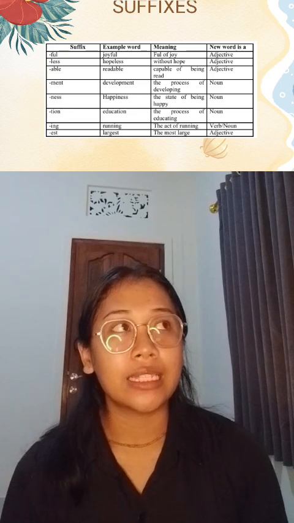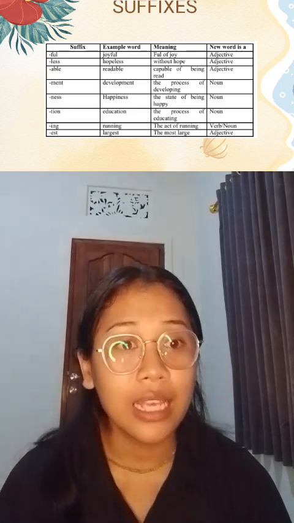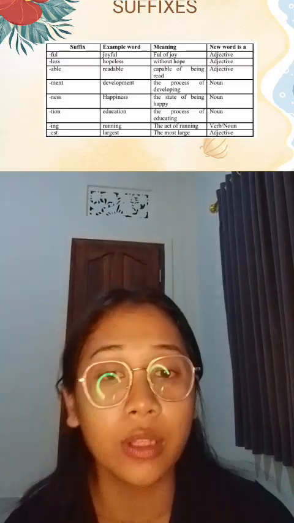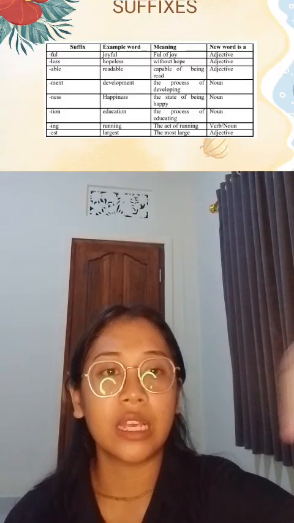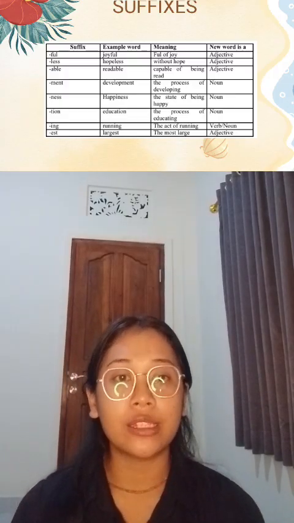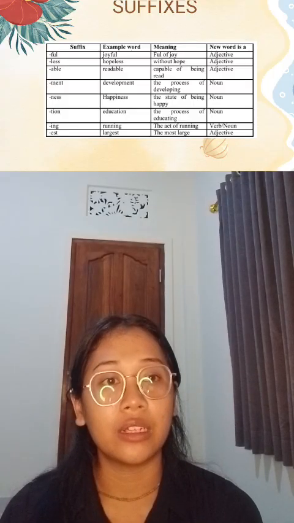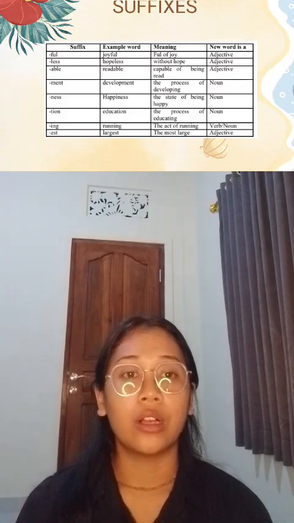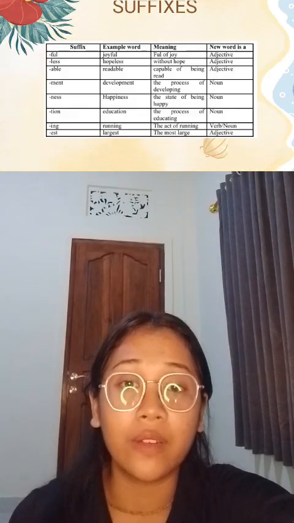For number 2, the example of a suffix is able. The example word is reliable, and the meaning is capable of being relied on. And the new word is an adjective. And then the third, the last, we have ment.